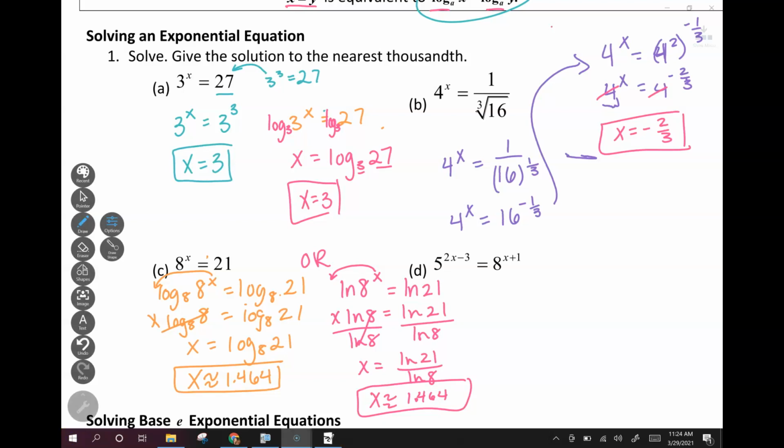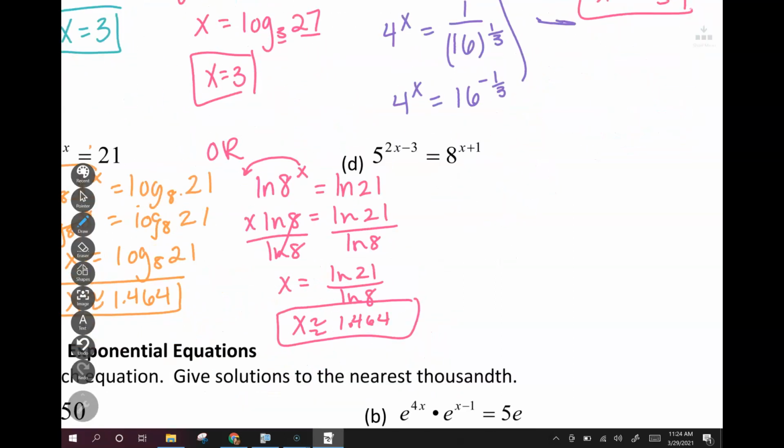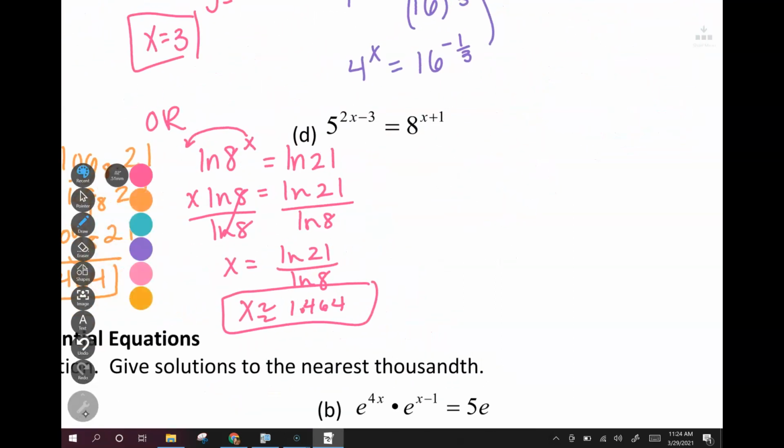So on D, notice that your base on each side is actually two different numbers. So again, you could do log base 5 or log base 8 of both sides, and one of your bases would get to cancel. I'm just going to take the log base 10 of both sides to get those exponents out of the x's, out of the exponents. That's why we do this. That's why we take the log of both sides, because we need to get those x's out of the exponent.